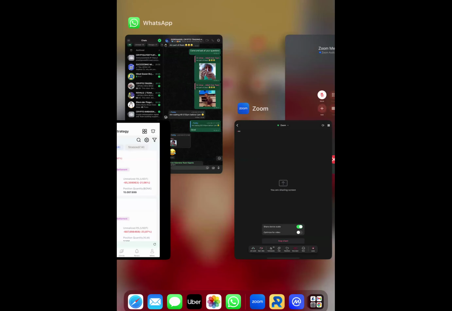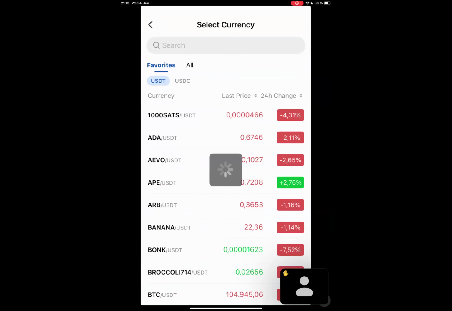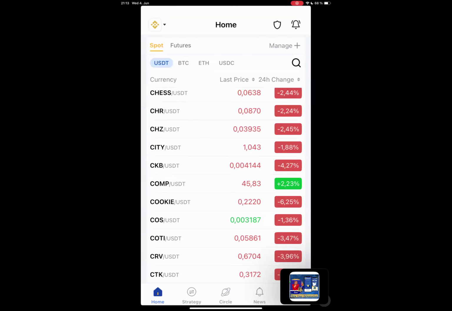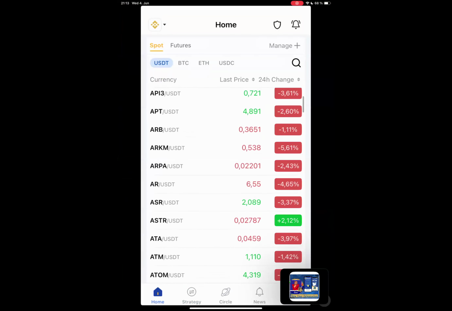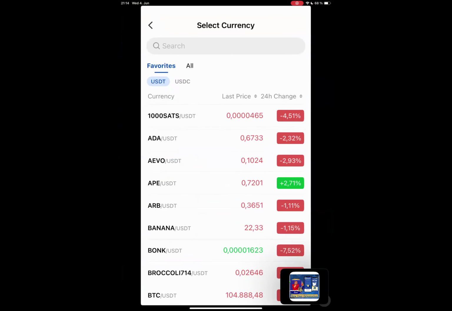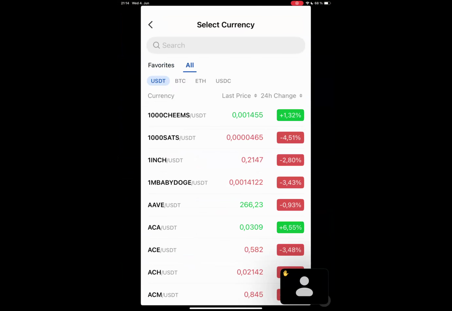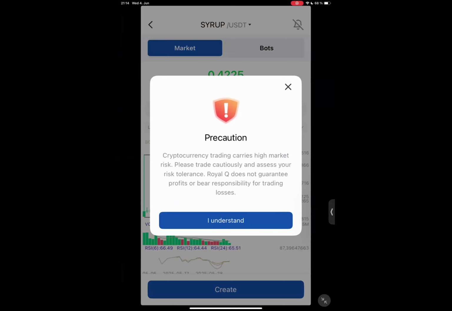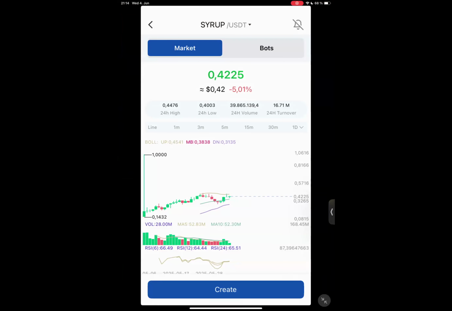Let's go there on my screen and show me where you mean. Where do you mean? Is it the home or the strategy? The strategy, where you choose a coin to trade. Just choose a coin from there. Choose a coin. Okay, choosing syrup. So this you see market and both.